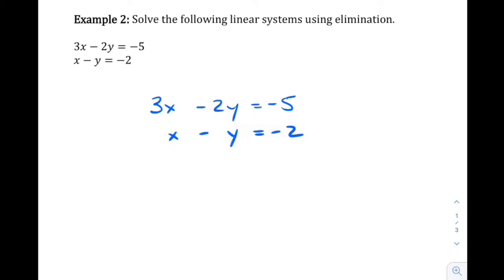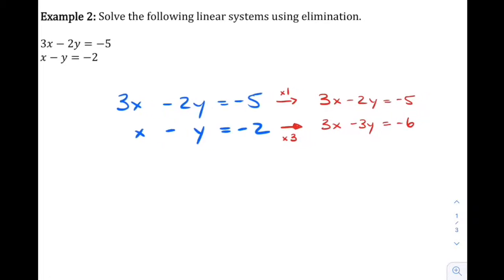So I'm going to take this bottom equation and I'm going to multiply the entire thing by 3. The top one, I'm going to keep it the same. So I'm actually going to write multiply by 1 just to show that now I have my new equation, 3x minus 2y is equal to negative 5. So we're stacking them on top of each other. For the bottom one, I'm going to multiply each of them by 3. So 3 times x, 3x. Then I'm going to do 3 times negative y, which is negative 3y. And then 3 times negative 2, negative 6. So now I have an equivalent linear system that has what I want.